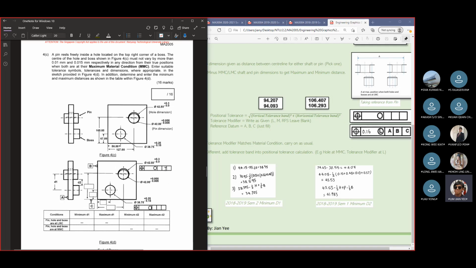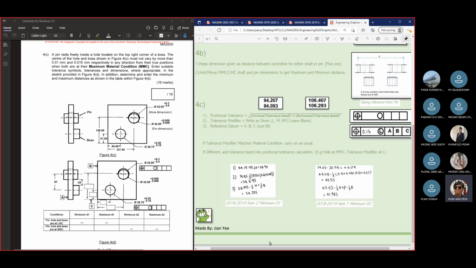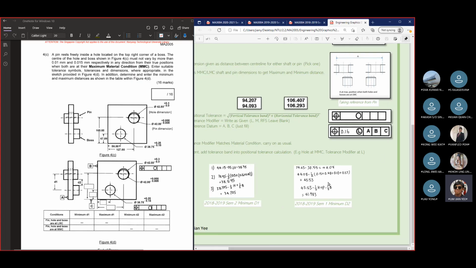They left it blank. So if they left it blank, just fill it up. As you can see, you refer to here, 0.6. Okay, you fill that in. Then A, B, C. I just fill in A, B, C, or if they gave X, Y, Z also. So you see these 3 datums here, A, B, C. Just fill in A, B, C.